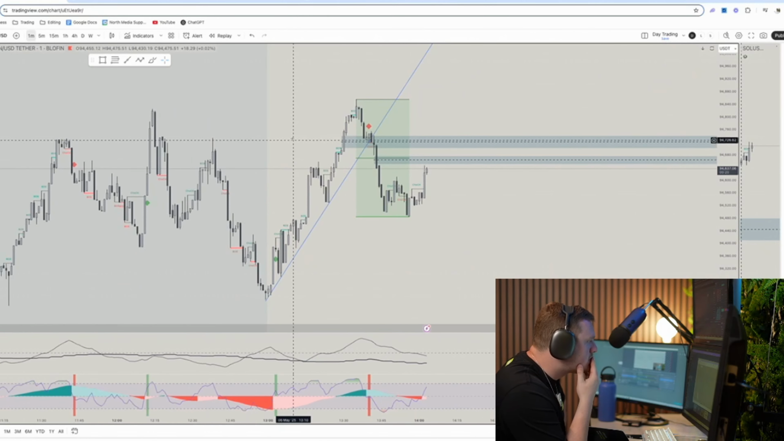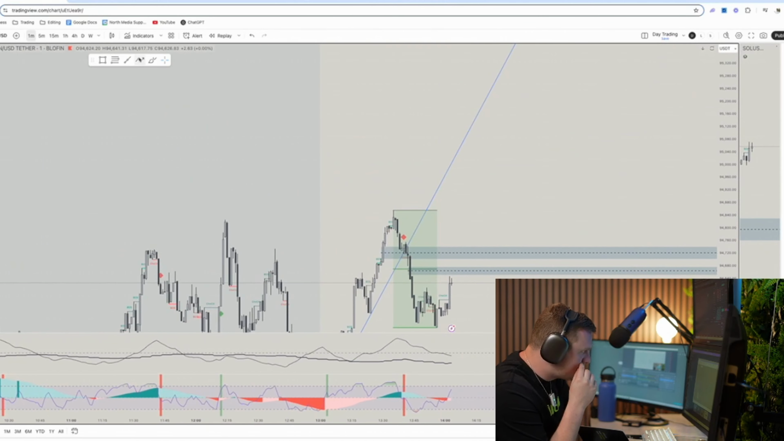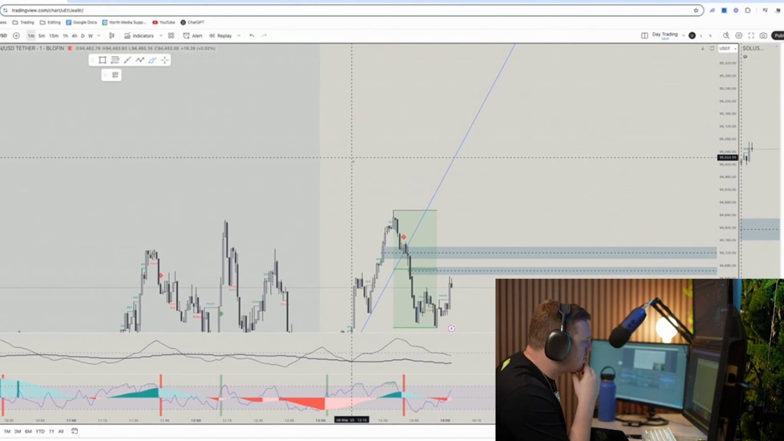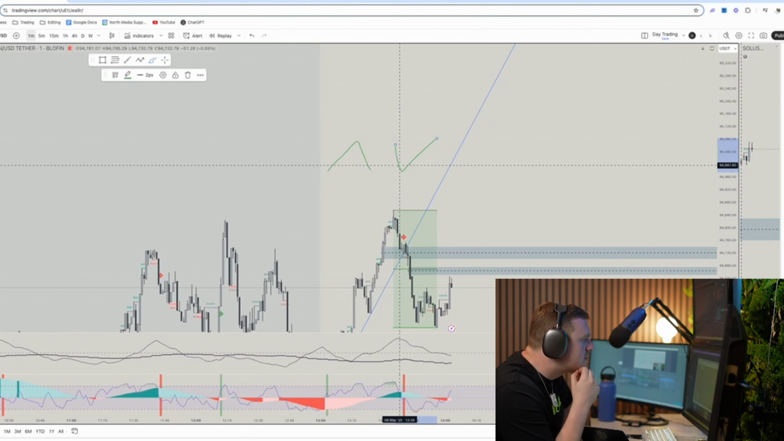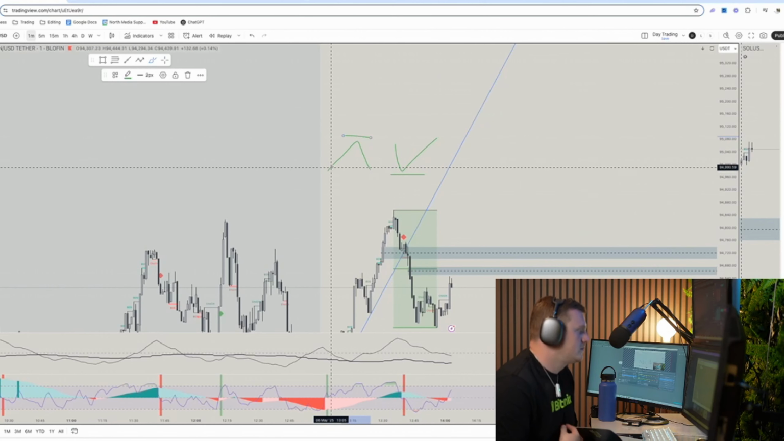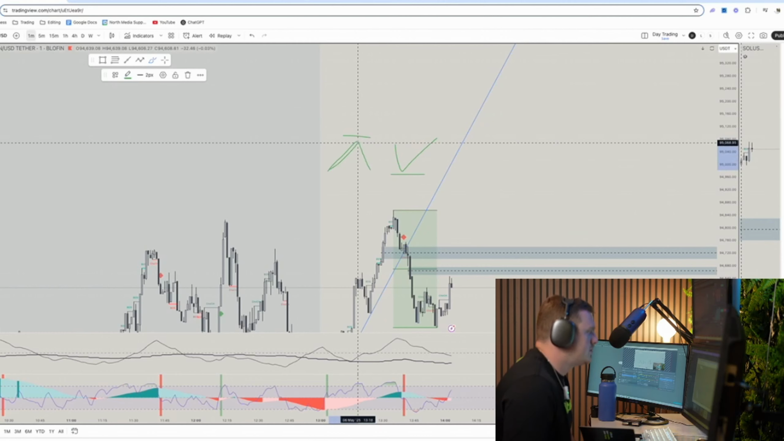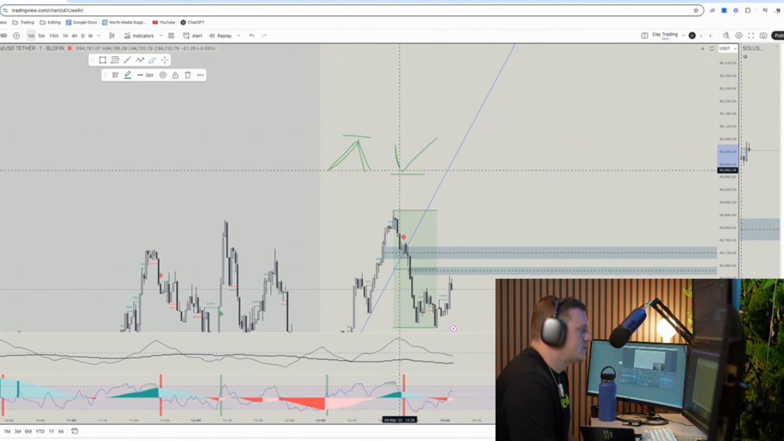No. What's confusing? I guess you're just asking what forms a high and what forms a low? What forms a high is one green candle followed by one red candle. What forms a low is one red candle followed by a green candle.